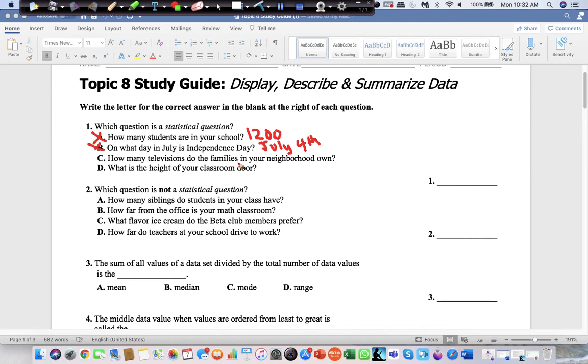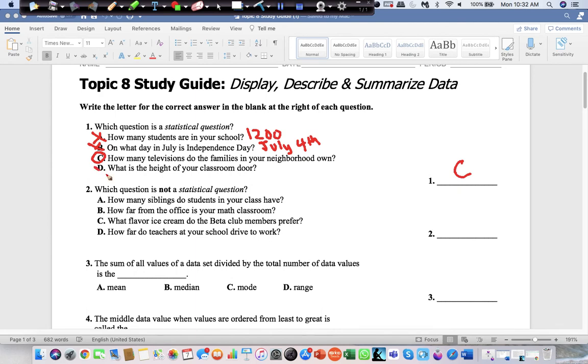How many televisions do families in your neighborhood own? Again, if we ask this to a group of people, we want to see how many answers. Is it just one answer for everybody, or is it all different answers? For this particular question, some families may have one television, some families may have 4, some families may have none, okay? So this one is going to have multiple answers. So our answer here is C, but let's double check with D.